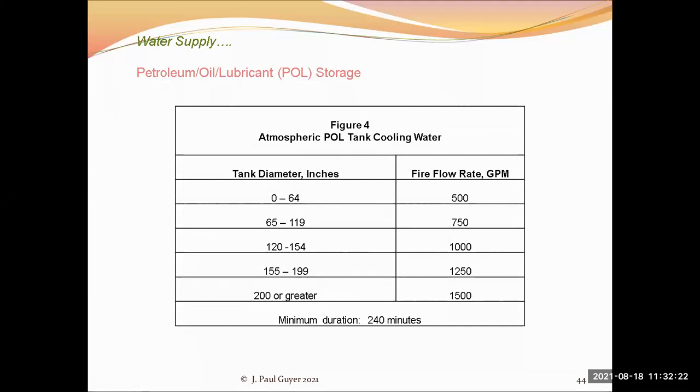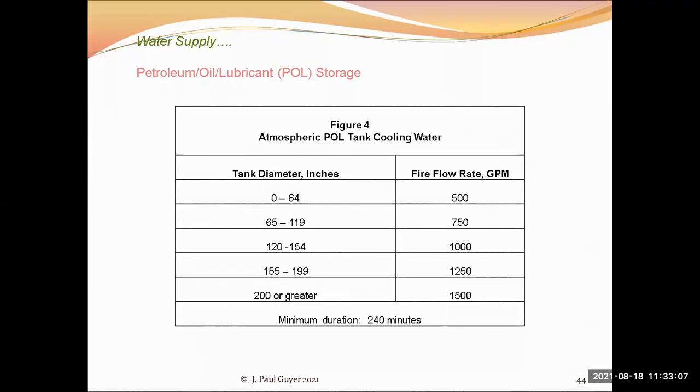And it's based on the diameters of the tanks. Up to a 64-inch diameter fuel storage tank, the fire flow rate required is 500 GPM. On up to tanks 200 inches or more in diameter, the fire flow rate requirement is 1,500 gallons per minute. And for all of these, the minimum duration of time for which these flow rates must be available is 240 minutes.